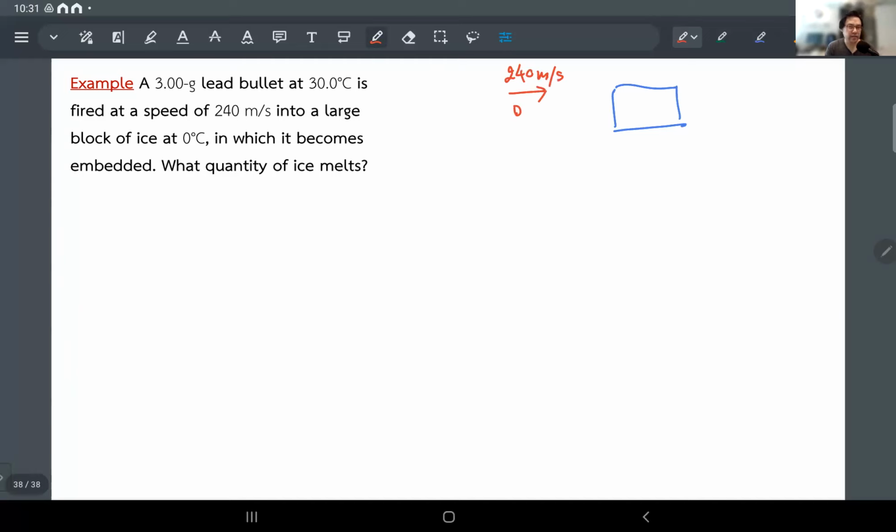And then you start to see that there is some velocity built into this. The 3-gram, 300 degrees Celsius bullet is traveling 240 meters per second and gets embedded. So once it's shot into this block of ice, it's stuck in there. The question is asking how much ice melts. We assume that because it's a large block of ice, the ice stays icy. You still have some ice left. So everyone knows the system on the right stays constant in temperature at 0 degrees Celsius, right? You're not completely melting the ice. Very good.